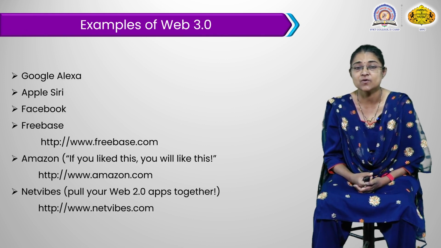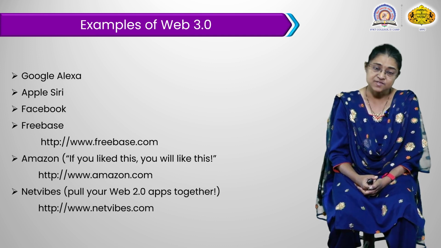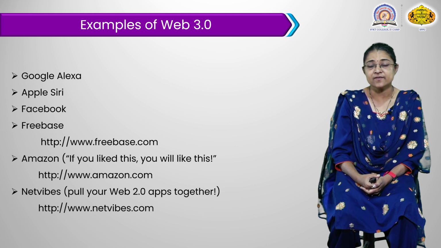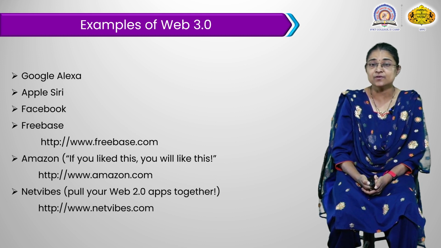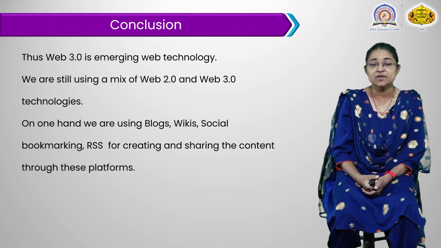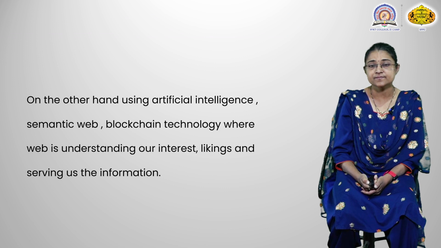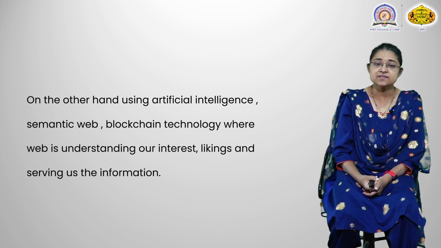Some examples of Web 3.0 are Google Alexa, Apple Siri, Facebook, Freebase, Amazon, and Netflix. You might have used Google Alexa, Apple Siri, and the Facebook app. Web 3.0 is an emerging web technology. We are still using a mix of Web 2.0 and Web 3.0 technologies. On one hand, we are using blogs, wikis, social bookmarking, and RSS for creating and sharing content through these platforms. On the other hand, we are using artificial intelligence, the semantic web, and blockchain technology, where the web is understanding our interests and likings and serving us the information.